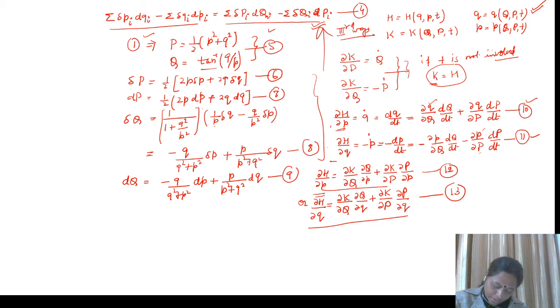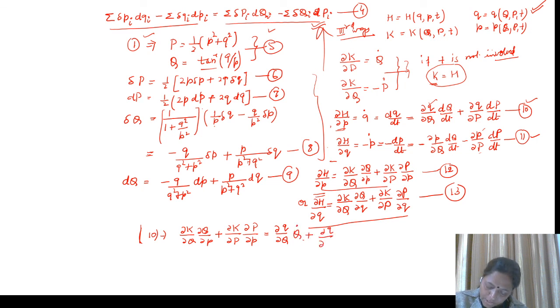So if I put these relations in these sides, I may pick any of the relations, either 10 or 11, and from these relations I'll find these equations. Suppose I am using 10. Equation 10 implies ∂H/∂P, that is ∂K/∂Q ∂Q/∂P plus ∂K/∂P ∂P/∂P on the left hand side, and on the right hand side I have ∂Q/∂q dq/dt. dq/dt means q dot, so you write q dot, plus ∂K/∂P, and this is p dot.